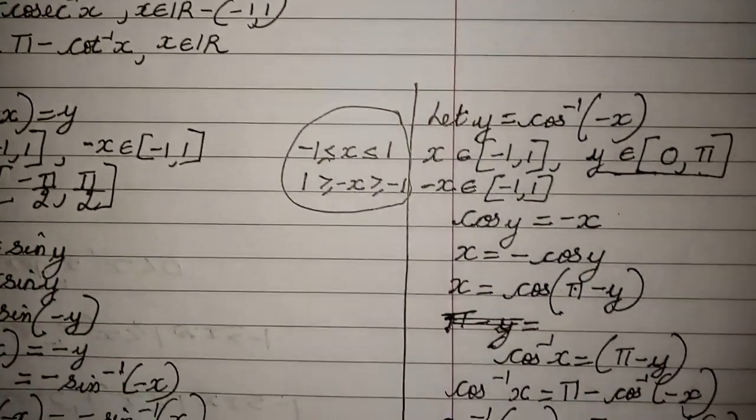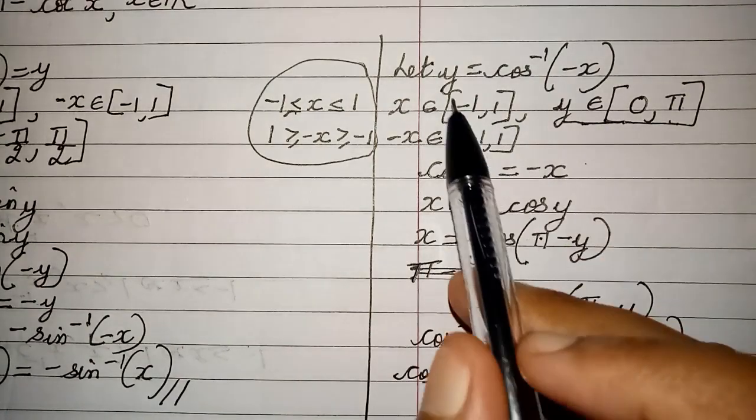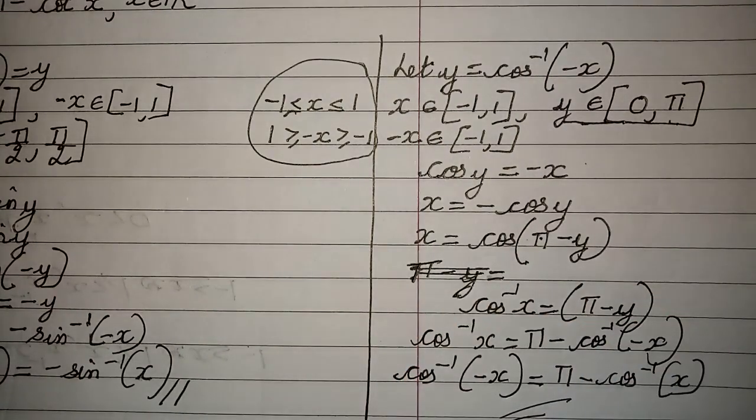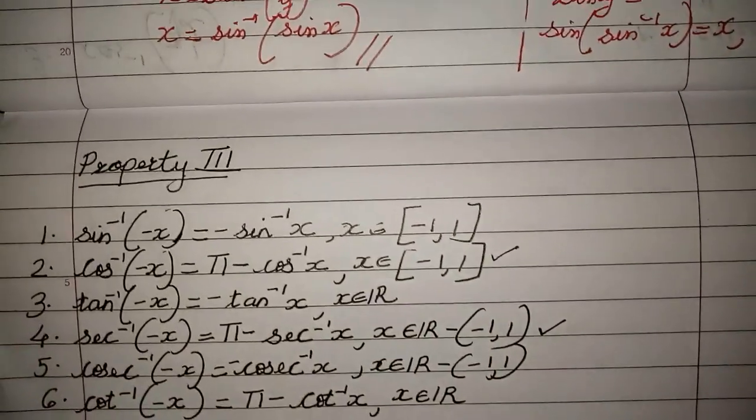Just have a look here. Here nothing I am doing, children. I am just pulling cos to your left or cos inverse to your right or the other way around, but the only thing is I am guaranteeing that x and y are not moving outside the domain and range of cos and cos inverse. Is that clear? So this was the third set of property.